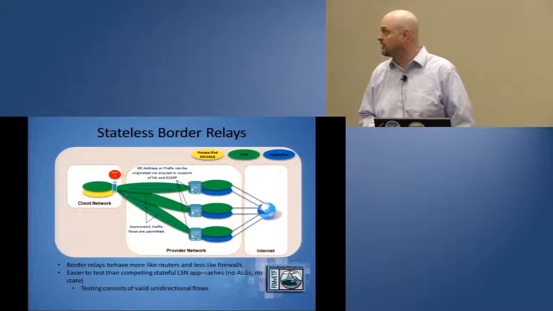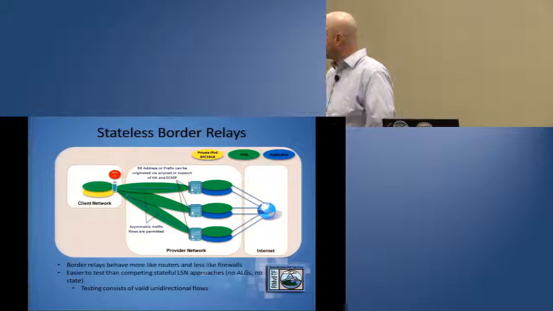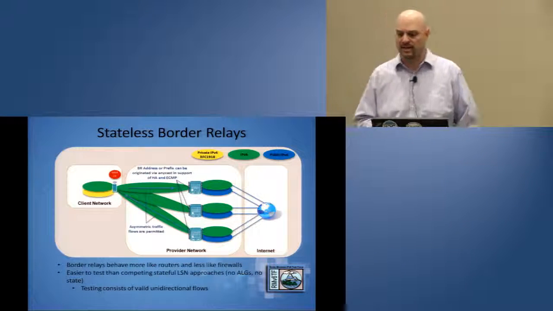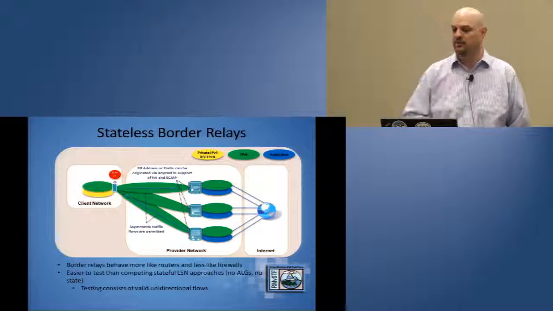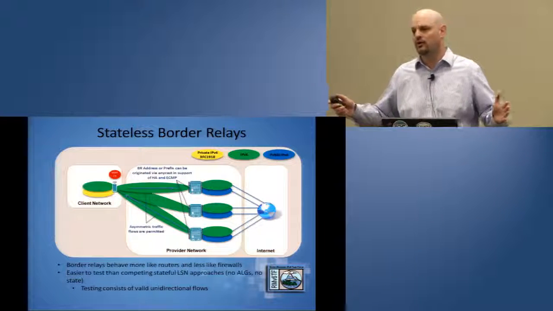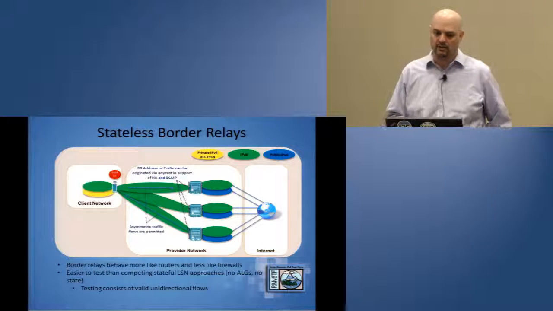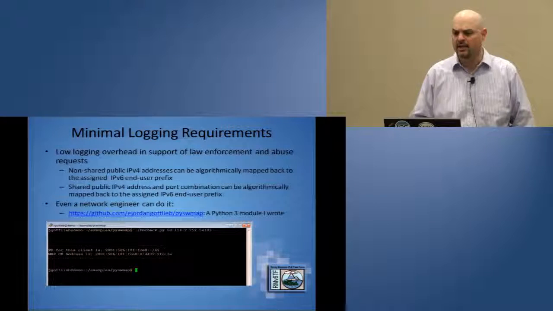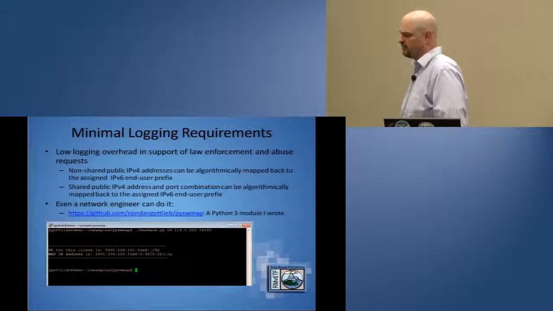One last point is also equal cost multipath. If your platform supports that next hop and you have multiple BRs connected to a single device, it scales very well horizontally from that perspective as well. All right, minimal logging requirements.